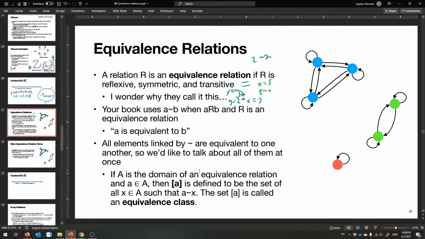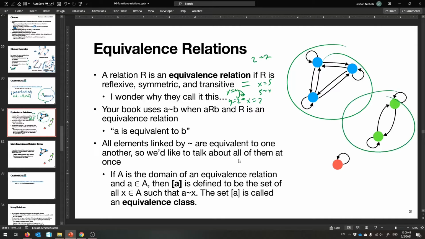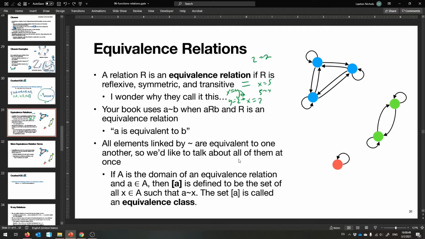Here is an equivalence relation. It's reflexive, it's symmetric, it's transitive. And the idea is you can move around to anywhere in these groups. All of these blue things are equivalent to each other. They're equivalent to themselves, of course. They are equivalent to this one and equivalent to that one. You can move around to anybody. They all have paths to each other, and also straight there. They're all related to each other.